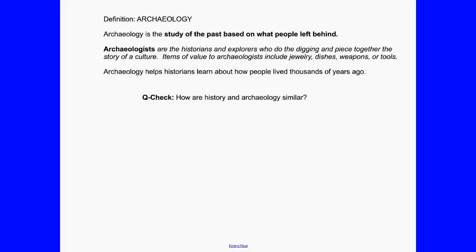This is different a little bit from archaeology. Archaeology is the study of the past based on what people left behind. Archaeologists are these people who go around digging and finding clues, and then using those clues to piece together what the world was like. Jewelry, dishes, weapons, tools, anything that archaeologists can find from thousands of years ago or hundreds of years ago helps them tell a story.